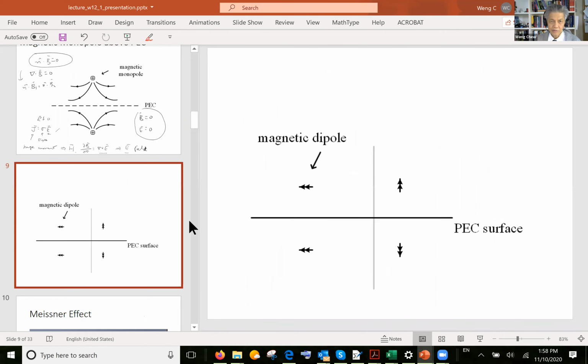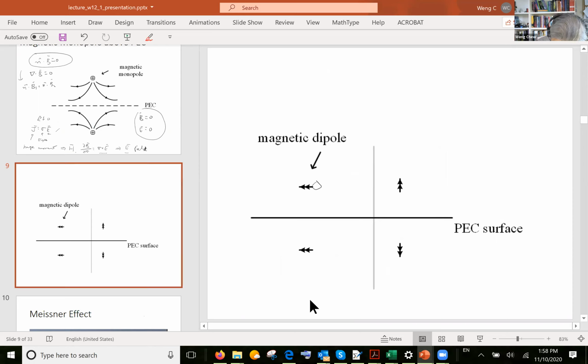Okay, so now we have the knowledge, it is very easy for us to figure out what the images of magnetic dipoles are. So for a magnetic dipole, I will have a positive magnetic charge. It's hard to draw a magnetic charge. Let me draw it like a cone, a sphere, a pine nut or something like that.